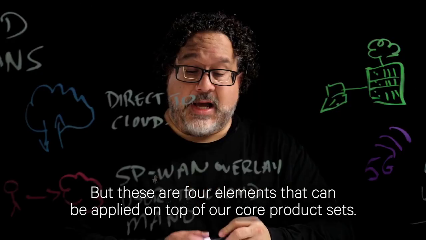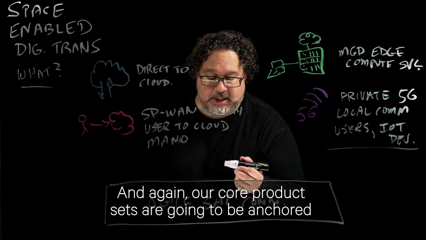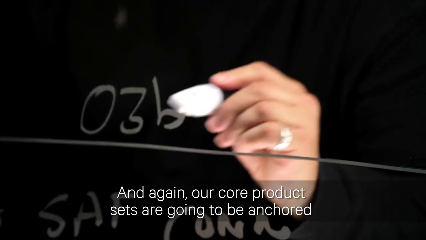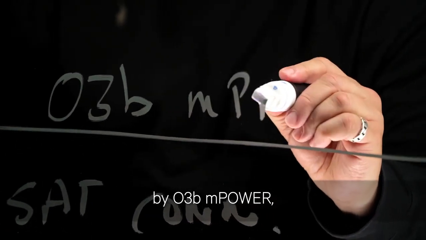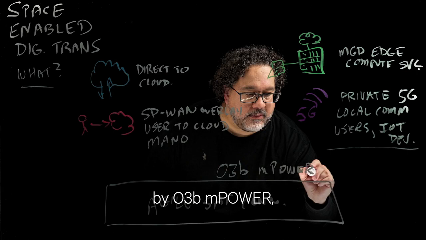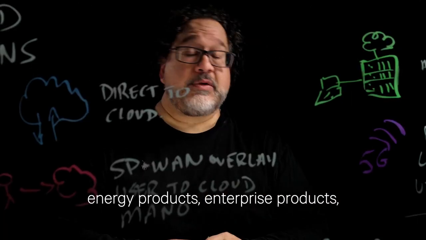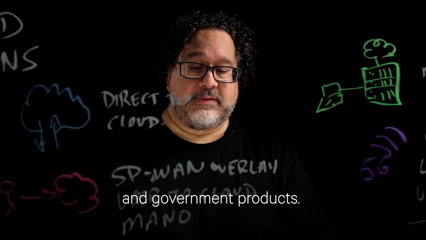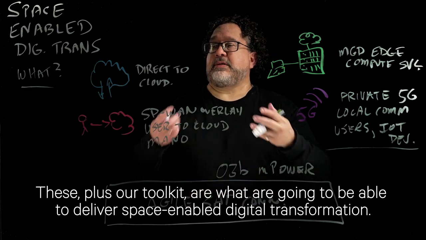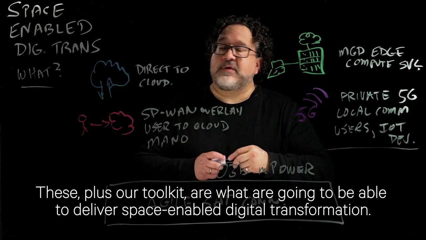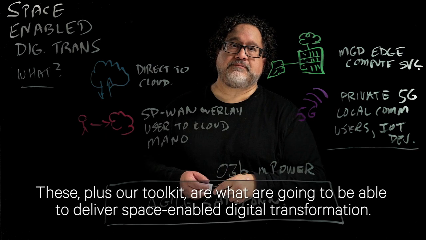applied on top of our core product sets. And again, our core product sets are going to be anchored by O3b mPOWER, energy products, enterprise products, and government products. These, plus our toolkit, are what are going to be able to deliver space-enabled digital transformation.